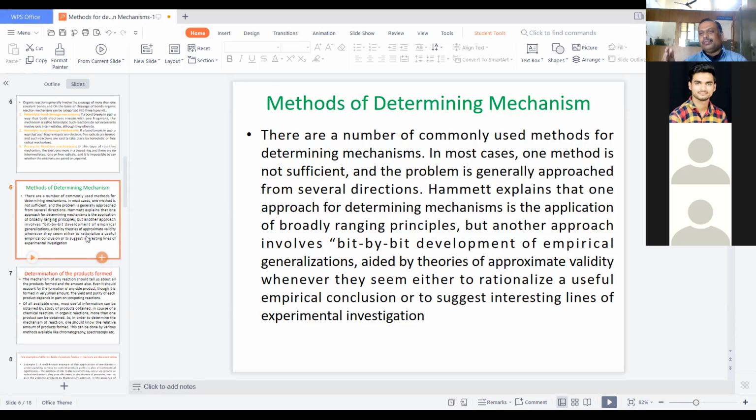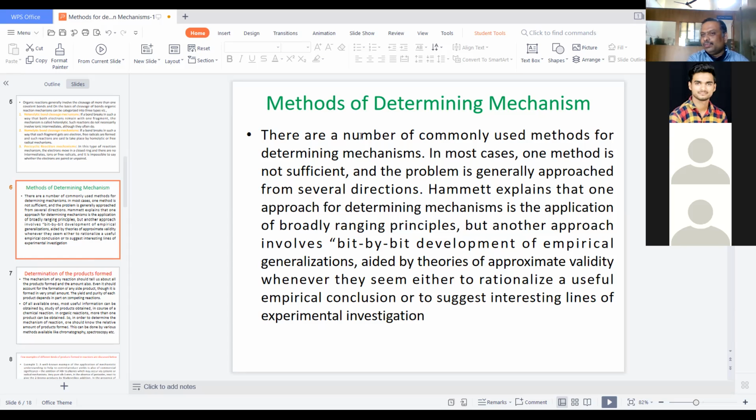जे काही theories आहेत, म्हणजे कार्बोकॅटायन जनरेट होतो, कार्बॅनियन जनरेट होतो, how the intermediate is more stable, this intermediate is less stable, intermediate trapping, then characterizations, isolations. Like this, and whenever they seem either to rationalize a useful empirical conclusion or to suggest interesting lines of experimental investigations, किंवा आपल्याला ते experimental line suggest होईल. These are the methods for determining of mechanism.